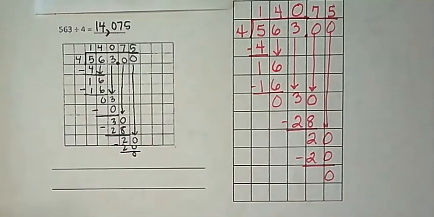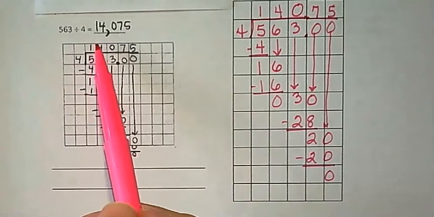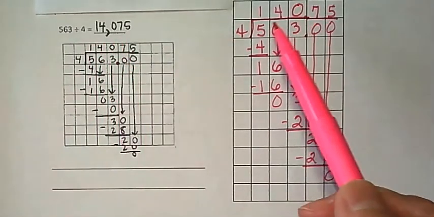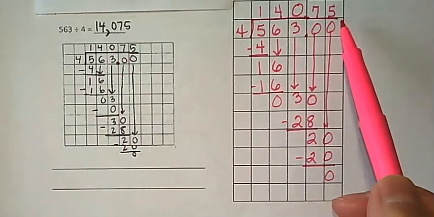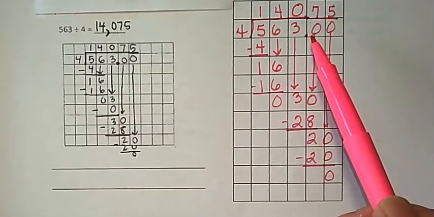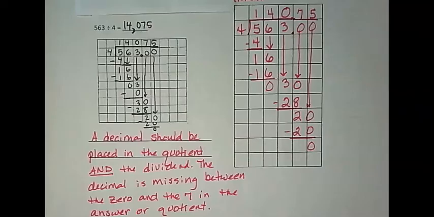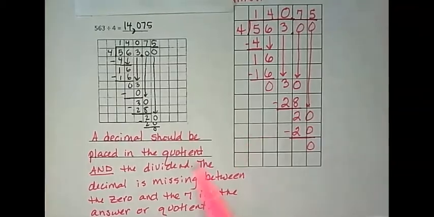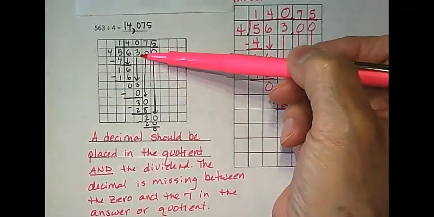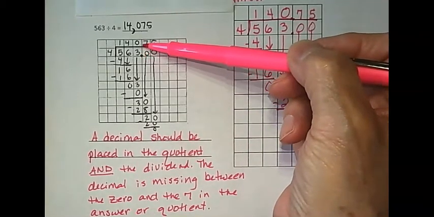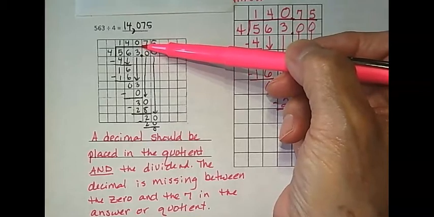So what's the problem over here? Instead of 14,075, the answer should have been 140 and 75 hundredths. So that's a huge difference there. All right, so our error here is that they placed their decimal in the dividend, but they forgot to place it in the quotient as well.